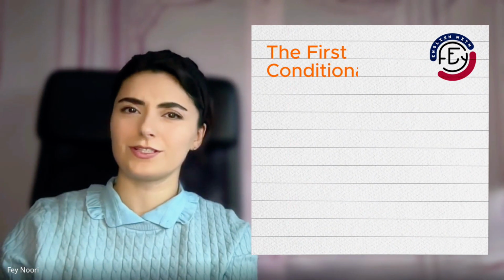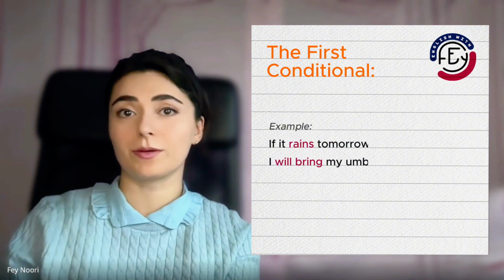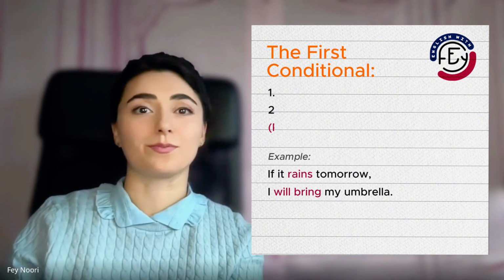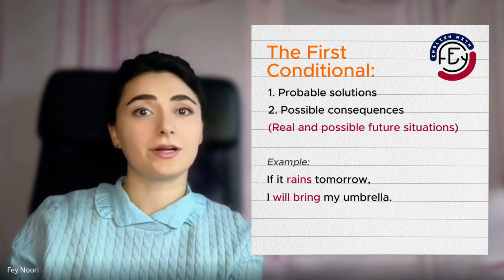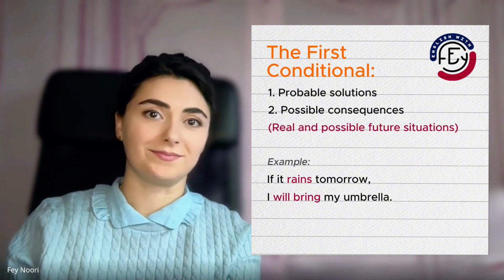Now let's talk about type 1. So we talked about the 0 conditional. When do we use the first conditional? Like this sentence. If it rains tomorrow, I will bring my umbrella. We use the first conditional to talk about the probable solutions and the possible consequences. If it rains, I will take an umbrella. If it rains, I might take an umbrella.